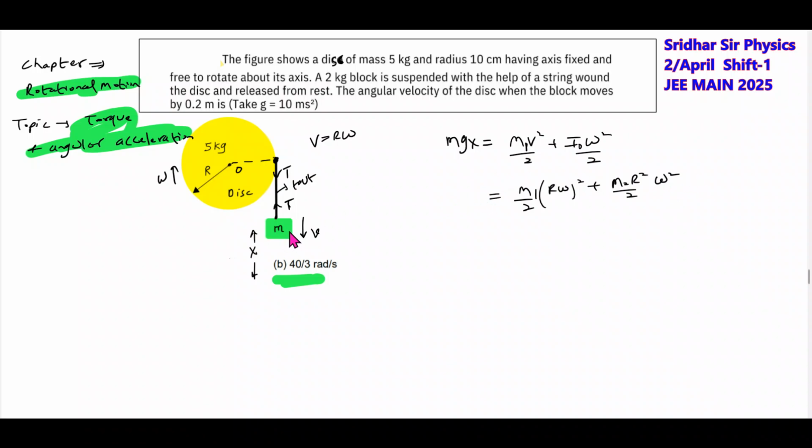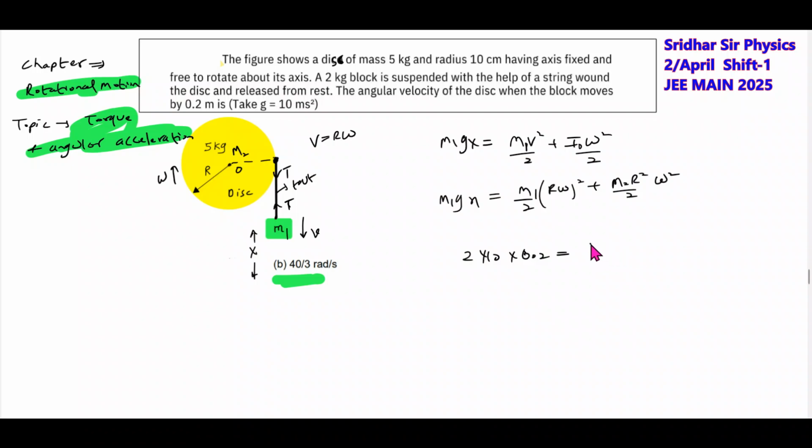The mass of the block is m1. That of the disk, let it be m2. So this is again m1. We have to calculate this omega. So m1 is how much? Mass of the block 2. G value is 10 given. X is how much? 0.2.